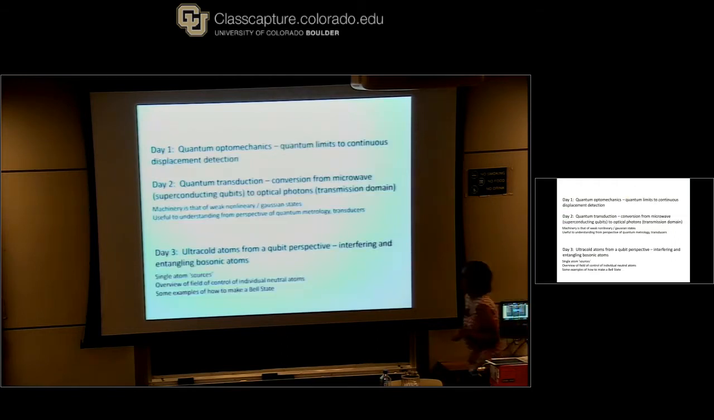So we went through this machinery of the weak nonlinearity yesterday, and we talked about quantum metrology, and today we'll talk more about transducers. And then tomorrow, and maybe I'll start this a little bit today, we'll talk about ultracold atoms from a qubit perspective. I'm not saying a neutral atom quantum computer, because that doesn't exist or is quite improbable at this point, but from a qubit perspective, how do we think about things we can do with neutral atoms at this point?